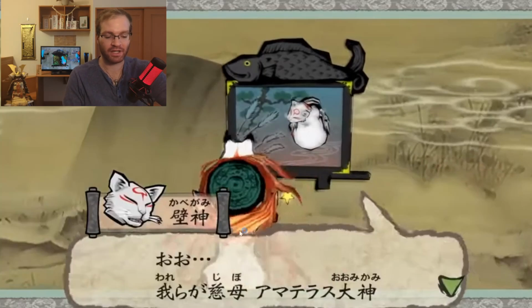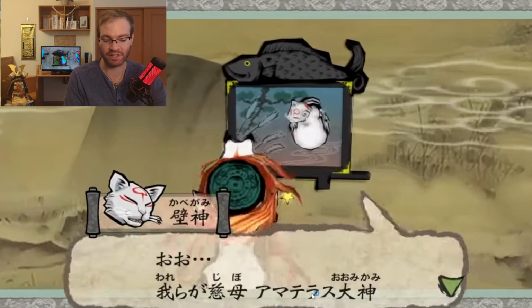Okay, so, Kabegami. Let's go over his name. Kabe means wall. Gami comes from kami, which means God, okay? So, the beginning, o warera ga jibo amaterasu o mikami. You've seen this before. Ware means I, warera means us, warera ga means our. Jibo is a Chinese loanword that means compassionate mother. Ji is compassion, bo is mother.